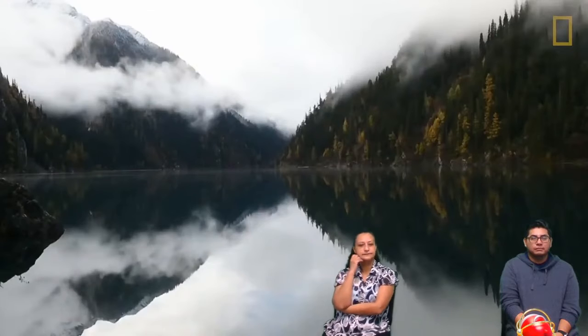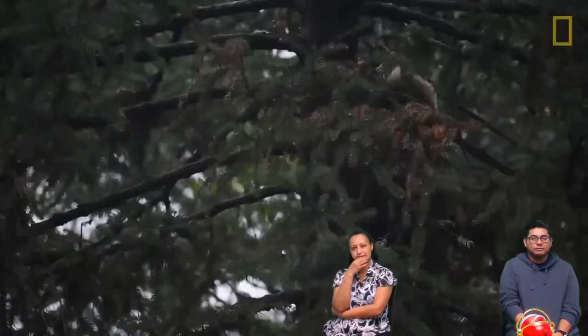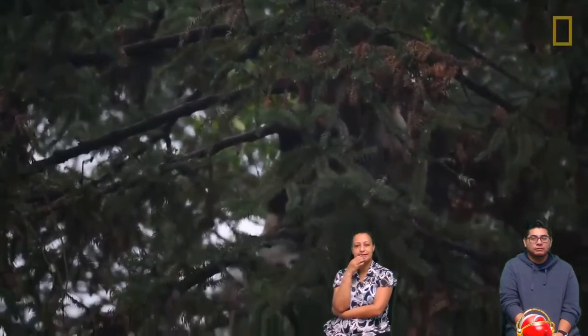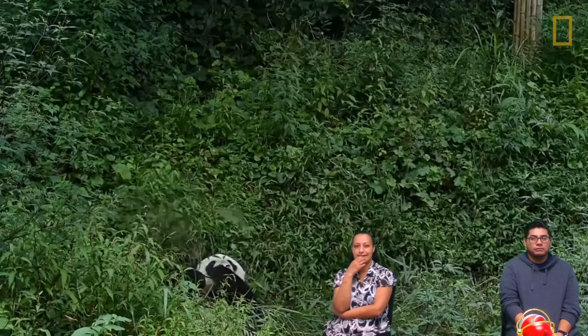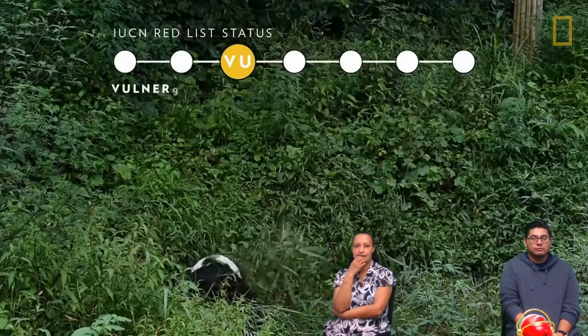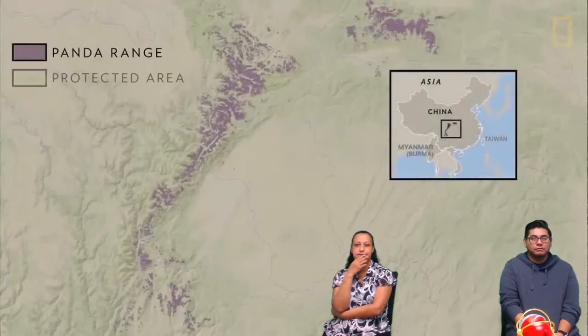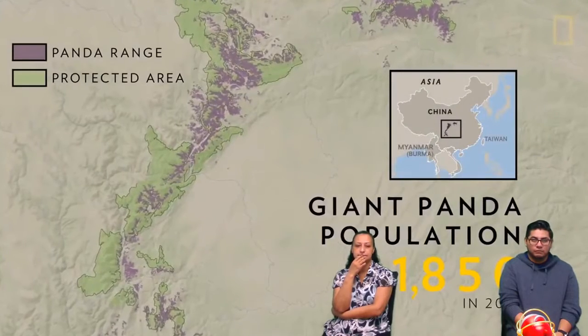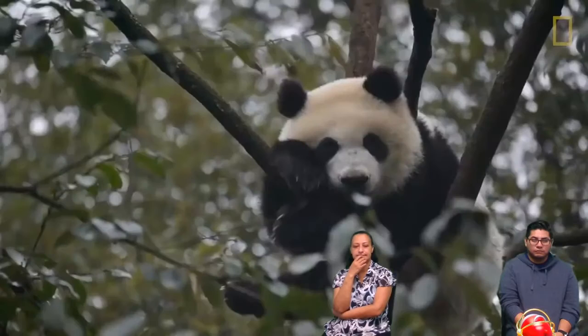Historically, pandas inhabited a much wider range than they do today and faced multiple predators. So at the time, they may have relied more on their camouflage ability. Today, pandas are not at as high a risk from predators, but rather from a loss of bamboo. The good news is that the giant panda's conservation status was recently upgraded from endangered to vulnerable. An estimated 1,850 pandas remain in the wild in China, an increase of 17% over the past decade.